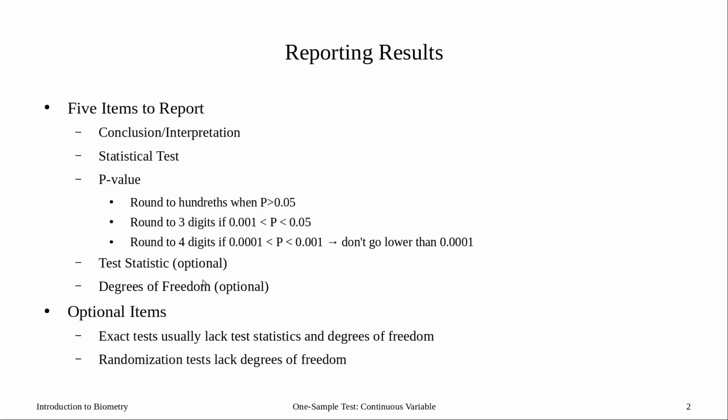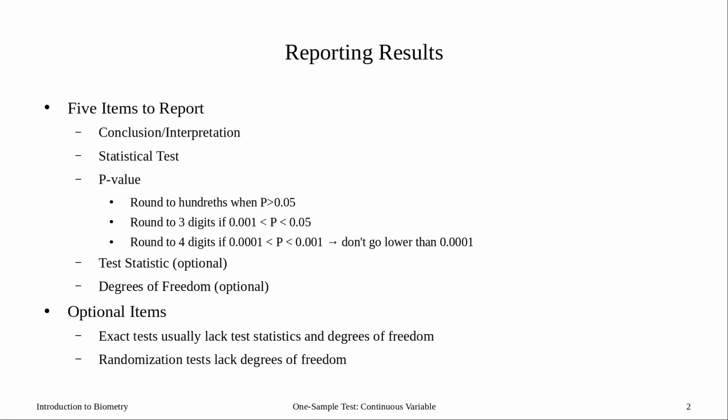Now I list test statistic and degrees of freedom as optional because some of our tests don't have these. For example, exact tests are calculating an exact probability, so we don't have a test statistic by which we're deriving a probability, and if we don't have a test statistic, then we don't have degrees of freedom. Also, randomization tests lack degrees of freedom. We still generate a test statistic because we compare that to the null distribution that is generated from a randomization test, but we don't have the degrees of freedom. So we've got 5 things to report, but not all 5 are going to be reported because it depends on what tests we were actually running.